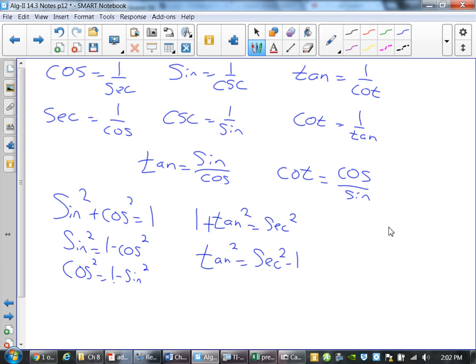And then the last one was the cotangent. 1 plus cotangent squared equals cosecant squared. And I can do the exact same thing by moving the 1 over, and I can get cotangent squared by itself. Cotangent squared is cosecant squared minus 1.